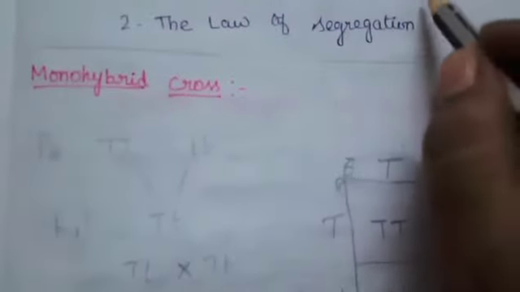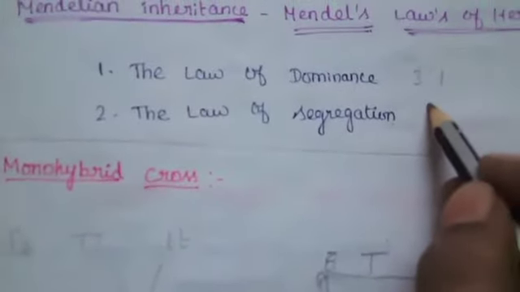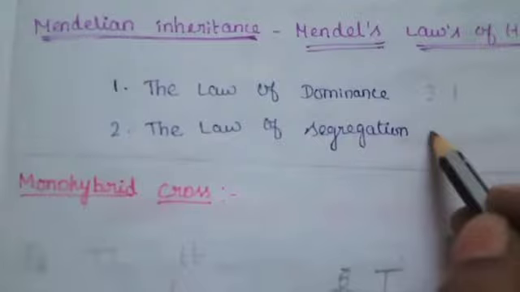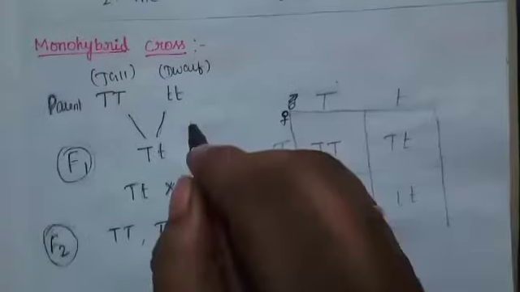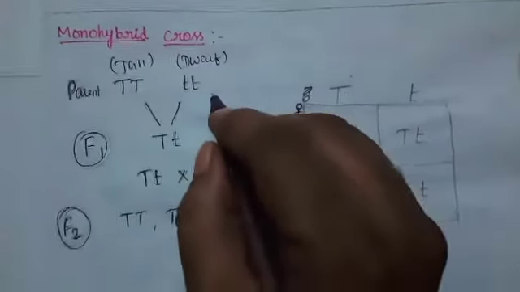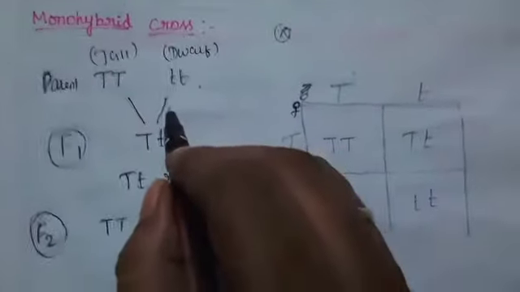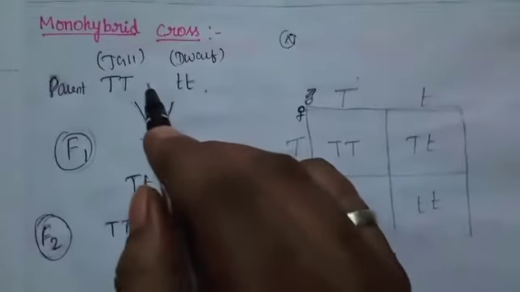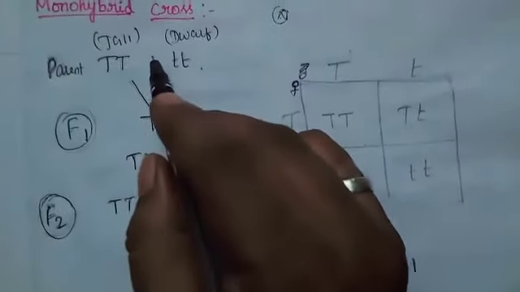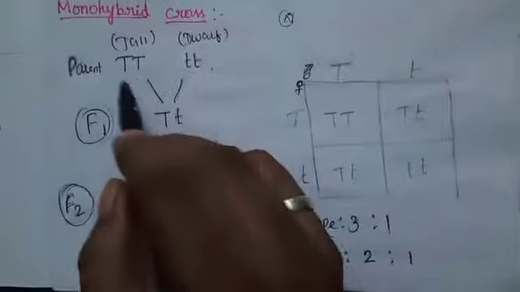So these are very important laws: three more questions on the law of dominance and the law of segregation. Next, monohybrid cross. This is also very important, five more questions. Here Mendel used pea plant height. Plant height involves the inheritance of two alleles of a single gene.